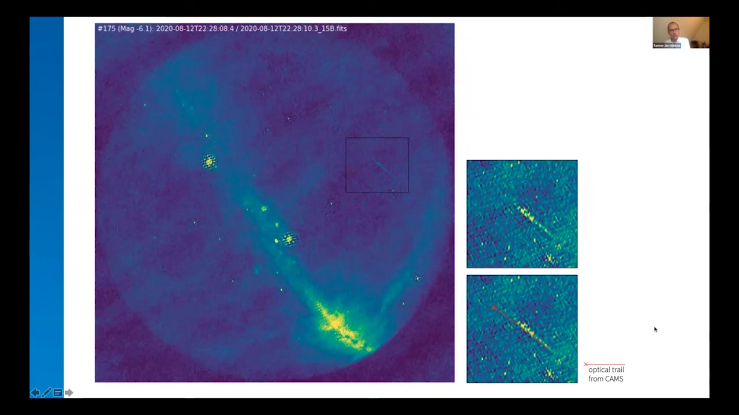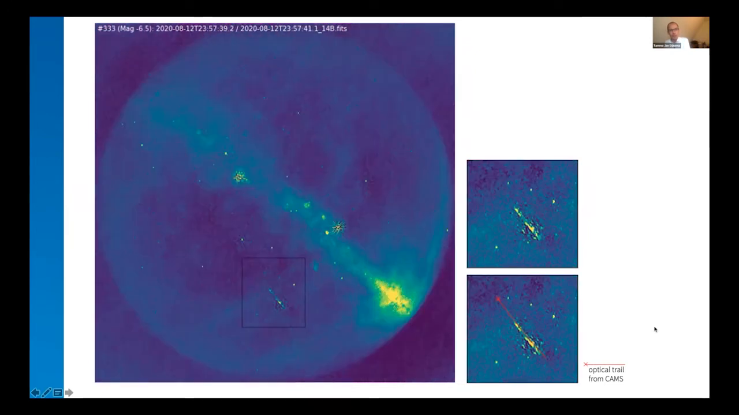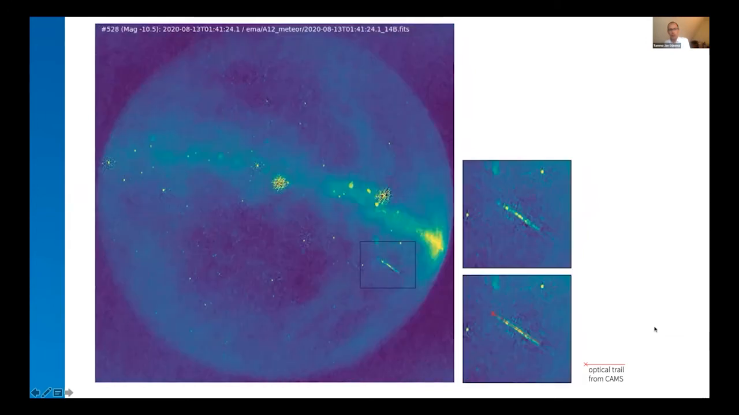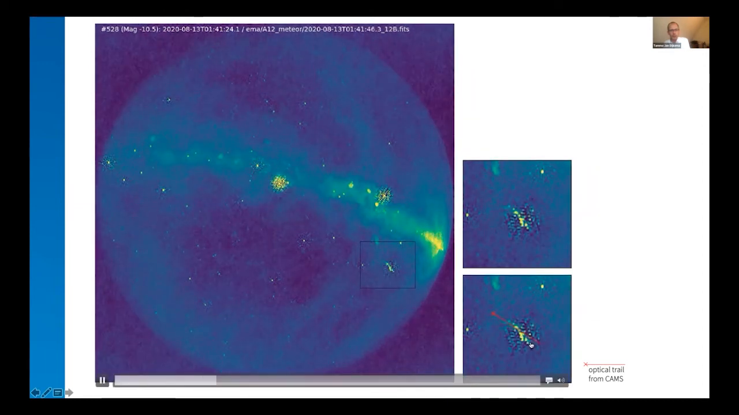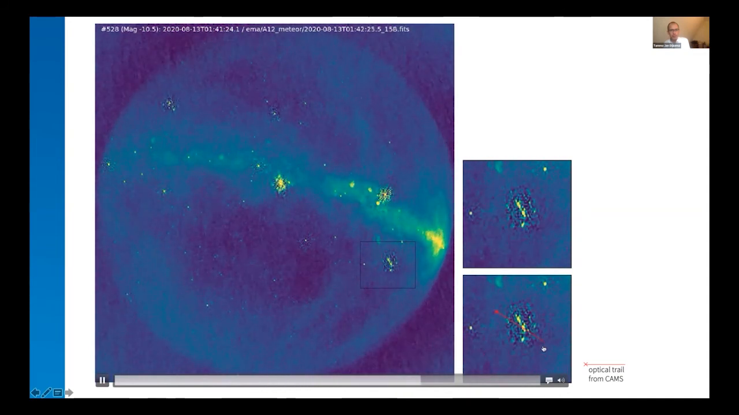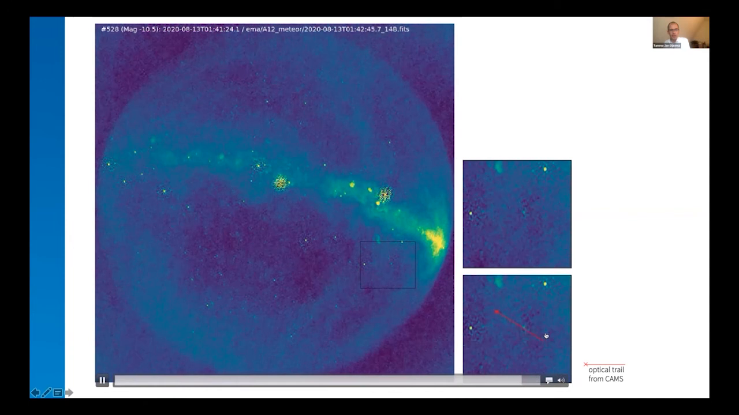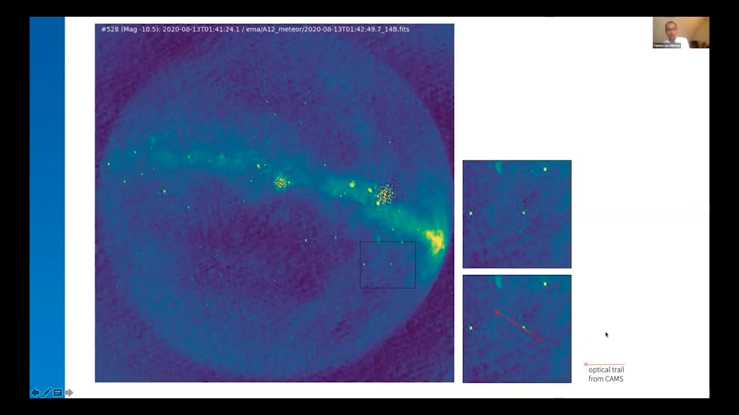Okay, another one, a very nice meteor, and another one. I think it's a Perseid, and another Perseid. And as you can see here, we made a movie of this one. Let's see if it starts. You see that the trail gets blown apart by the upper level winds. And this trail lasted on the sky for about 2 minutes.